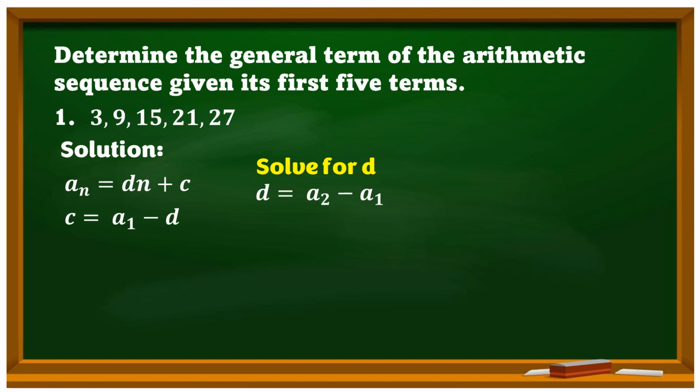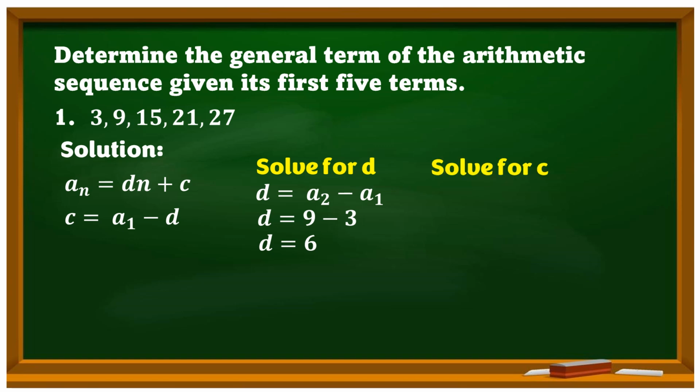So we have d is equal to a sub 2 minus a sub 1. That is the second term minus the first term. In the given sequence, the second term is 9 and the first term is 3. So we have d is equal to 9 minus 3. So 9 minus 3 is equal to 6. So the common difference of the given sequence is 6.